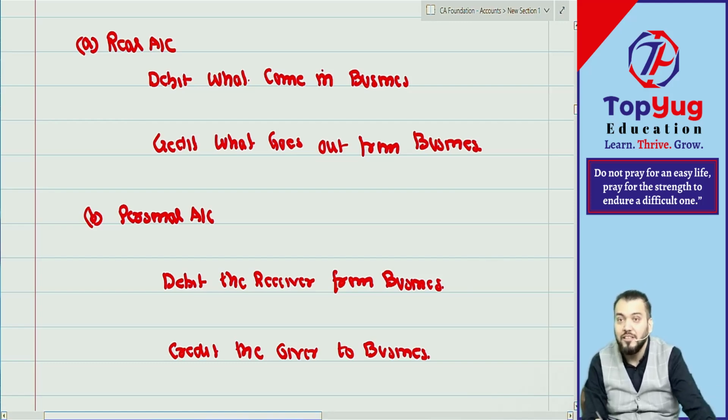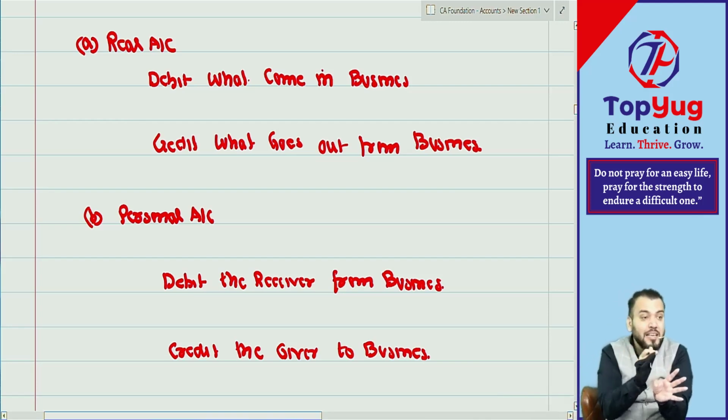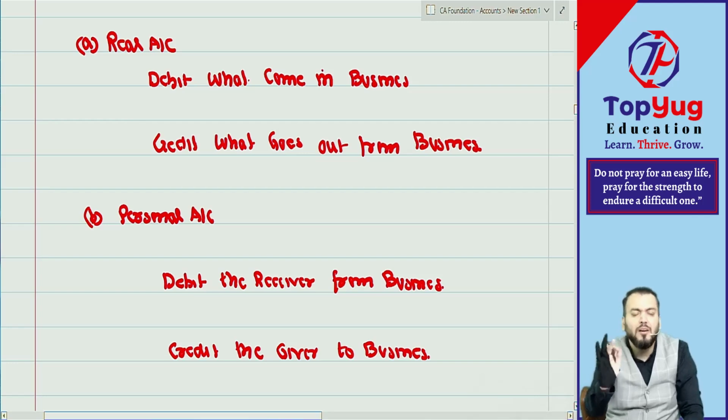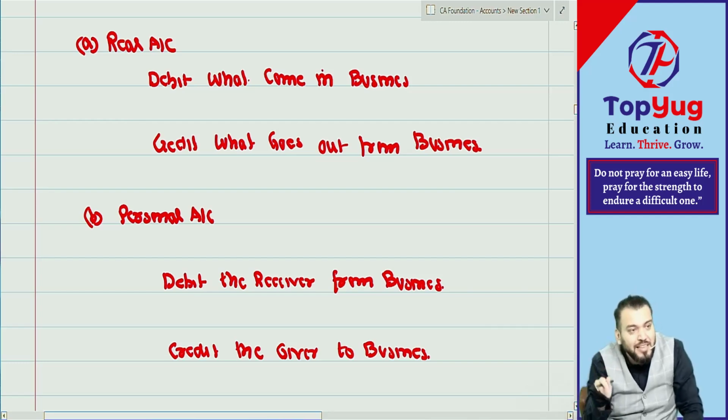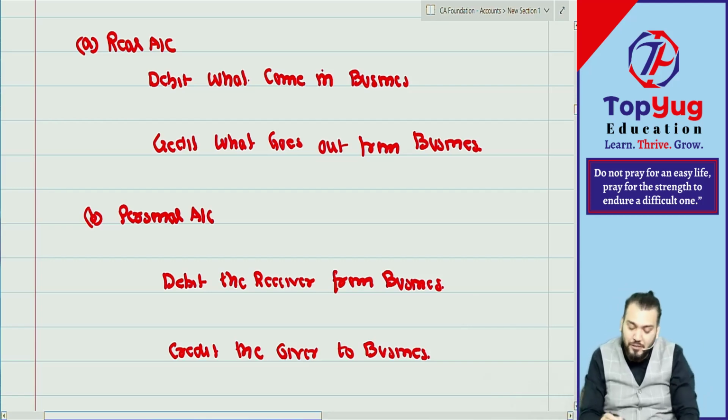Are you getting what I am saying? It represents some person who can be a receiver or who can be a giver. Suppose you are paying cash to Mr. Rakesh. So is Rakesh receiving or giving? Receiving. So Rakesh's account will be debited. Simple. We need to find out who is receiving from business and who is giving to business. So the receiver will be debited, the giver will be credited.